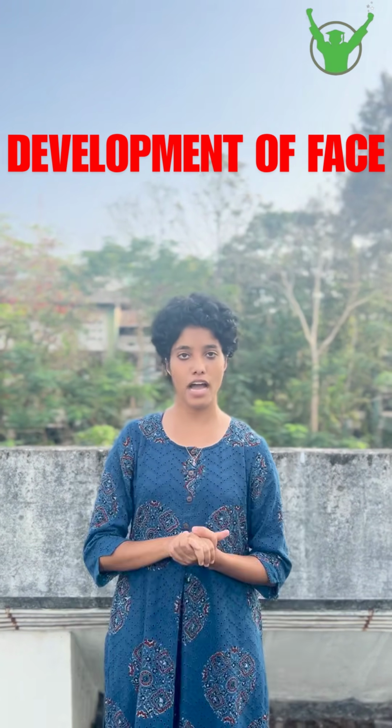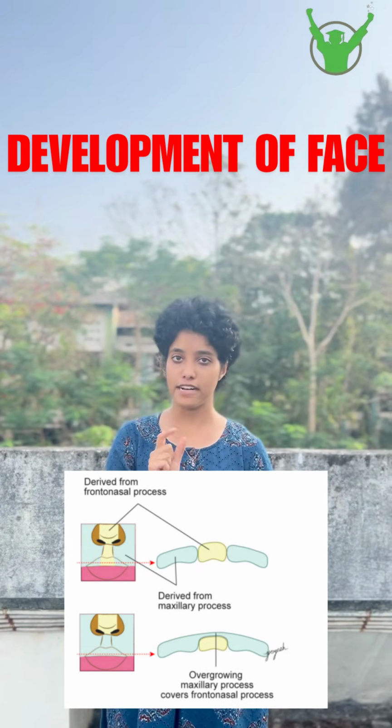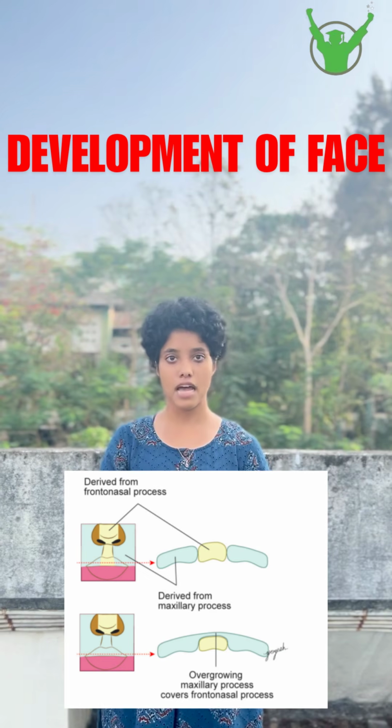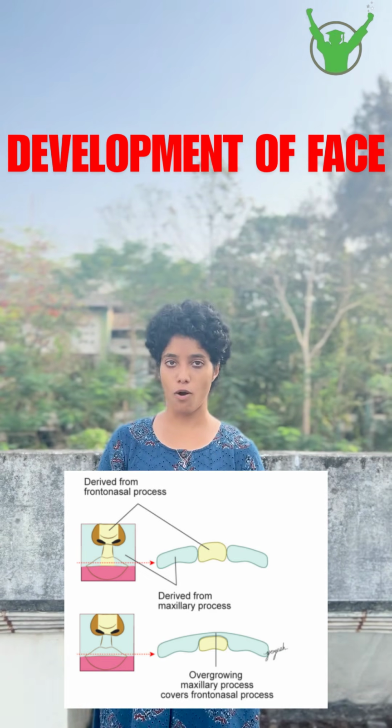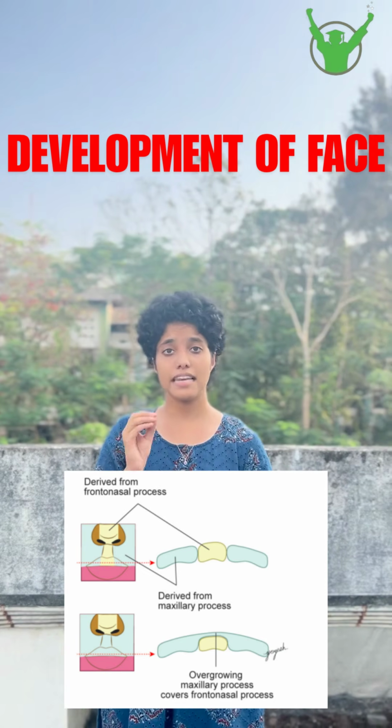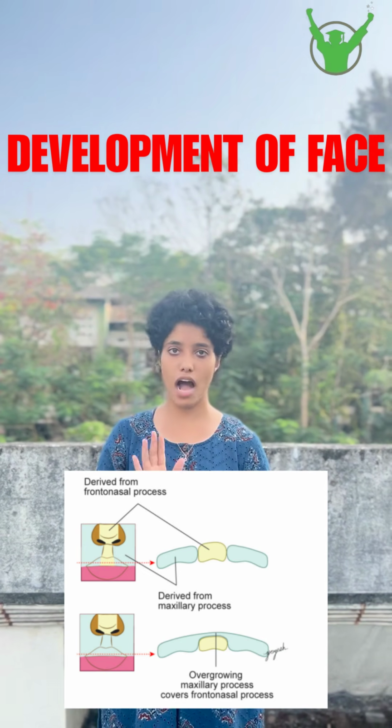Now the formation of the upper lip. So the central part or the philtrum of the upper lip is formed by the fusion of the medial nasal process. The lateral part of the upper lip is formed by the maxillary process. One thing to note here is that the lateral nasal process does not form the upper lip.